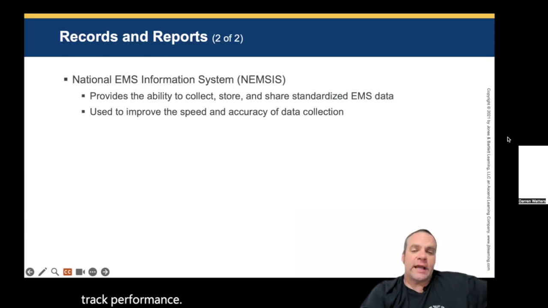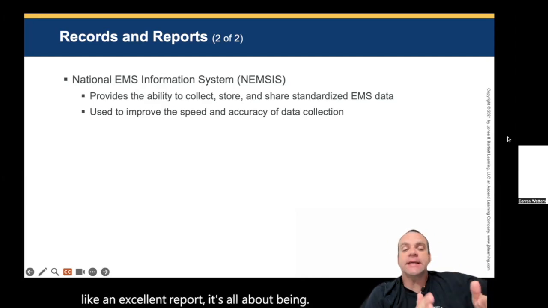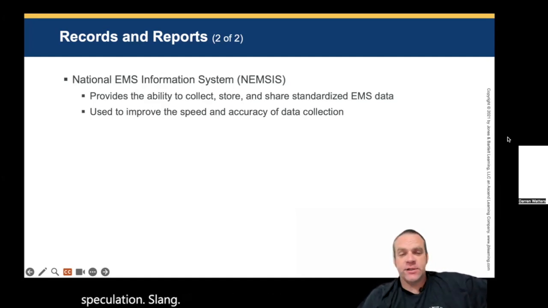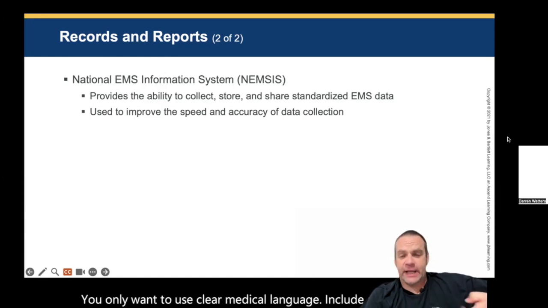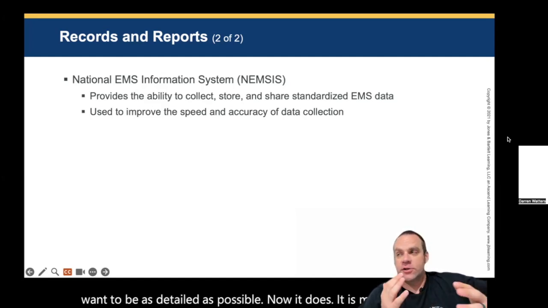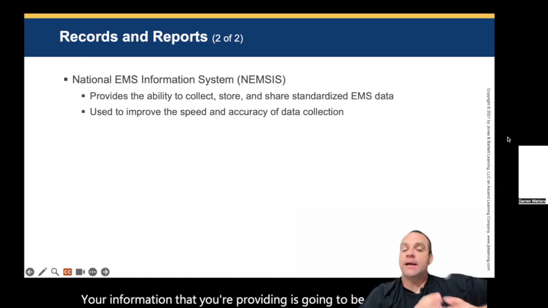So how do you write an excellent report? It's all about being accurate and objective. It's about sticking to the facts. Avoid speculation and slang; you only want to use clear medical language. Include all of your assessments, interventions, refusals, and handoffs. You want to be as detailed as possible. It is more time consuming, but at the end of the day, the information you're providing is going to be so beneficial to the career and to medicine itself.